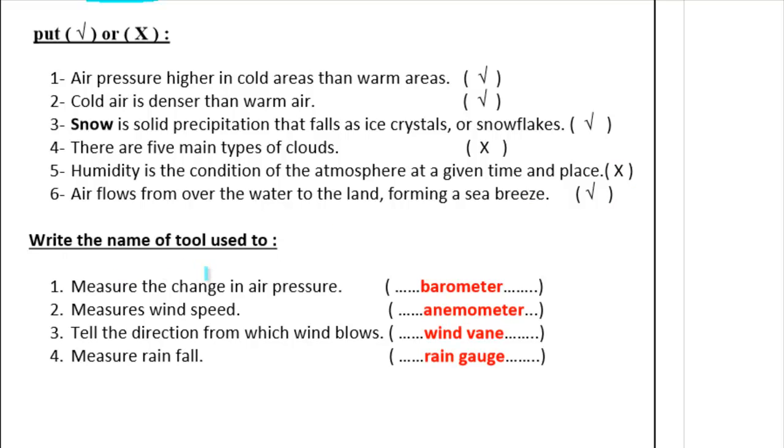Write the name of the tool used to measure the change in air pressure. Air pressure uses a barometer, but measuring the wind speed, this is called an anemometer. And the tool that tells us the direction of wind is called a wind vane. And the tool that we use to measure the rainfall is called a rain gauge.